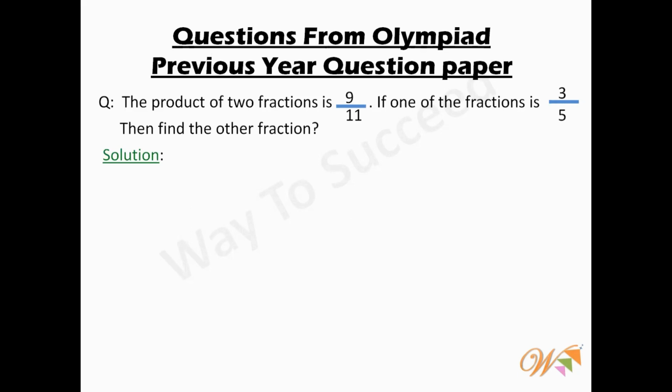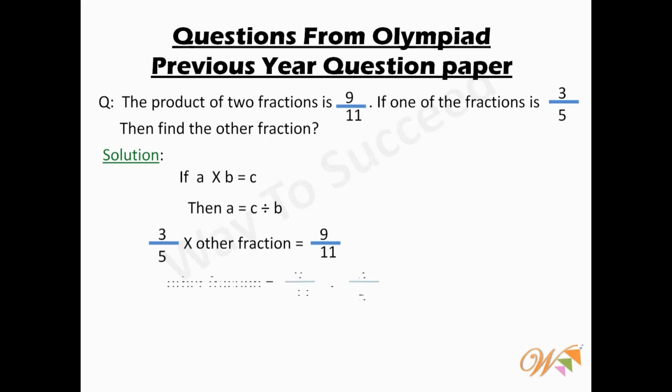So 3/5 multiplied by the other fraction gave us 9/11. Now we know that if A times B equals C, then we can say A equals C divided by B. Let's say if you have 2 times 3 equals 6, we can also say that 2 equals 6 divided by 3. That means 3/5 times the other fraction equals 9/11. So the other fraction can be 9/11 divided by 3/5, which gives you 15/11.